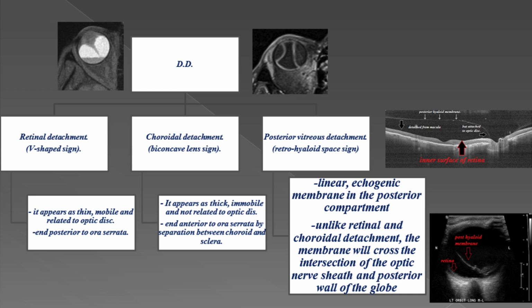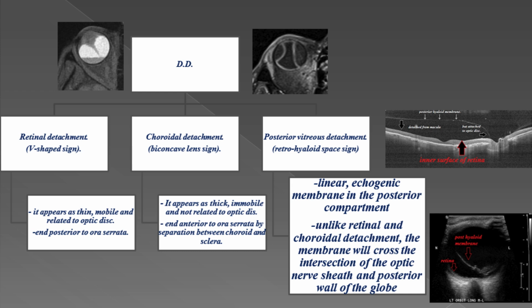Our final differential diagnosis regarding the retinal detachment, choroidal detachment, and posterior vitreous detachment. In case of retinal detachment, it gives the V-shaped sign and appears as a thin, mobile membrane related to the optic disc and ending posterior to the ora serrata. While in case of choroidal detachment, it gives the biconcave lens sign, and appears thick, immobile, and not related to the optic disc, ending anterior to the ora serrata, by separation between the choroid and sclera.